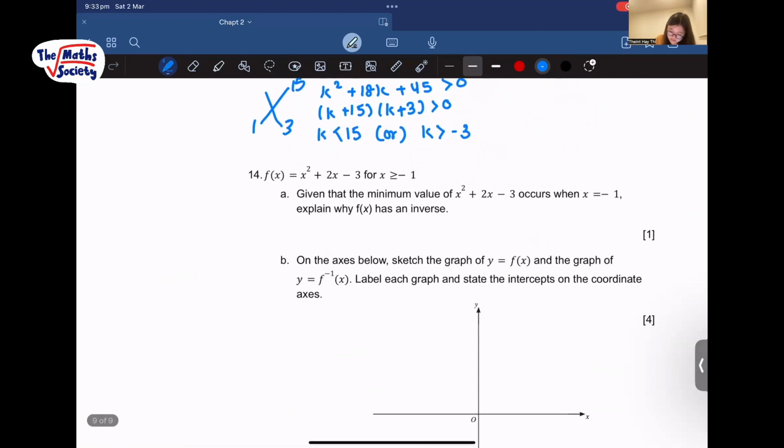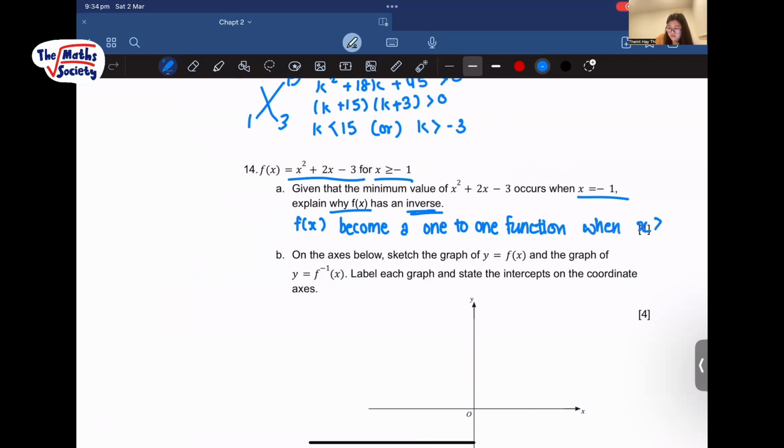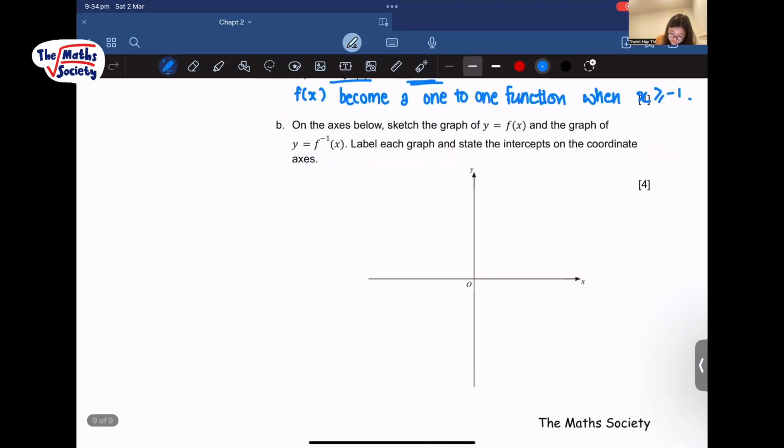And then this one is f of x equals x squared plus 2x minus 3 for x greater than minus 1. So given that the minimum value occurs when x equals minus 1, f of x has an inverse. So we know that if it has to have an inverse, it needs to be a one-to-one function. So the answer is that f of x becomes a one-to-one function when x is greater than or equal to minus 1. Yep. And then below, you need to sketch the graph of y equal to f of x and y equal to f inverse x.